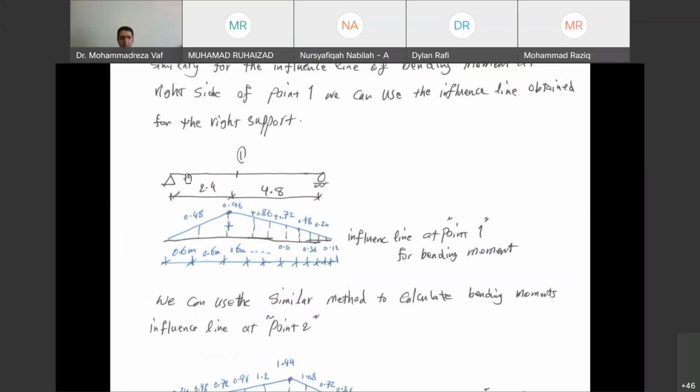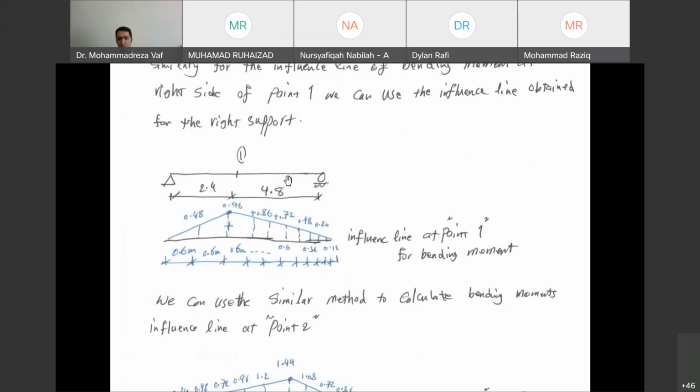What does it mean? It means that when your load is moving from point A to point B, the bending moment at point 1 is going to change according to this diagram. When the load is here, the bending moment at point 1 is 0. When the load comes to point 1, the bending moment is at its maximum value, 0.96. When the load moves to point B, the bending moment decreases and reaches 0. So these are the bending moment values at point 1 when the load passes from point A to point B.